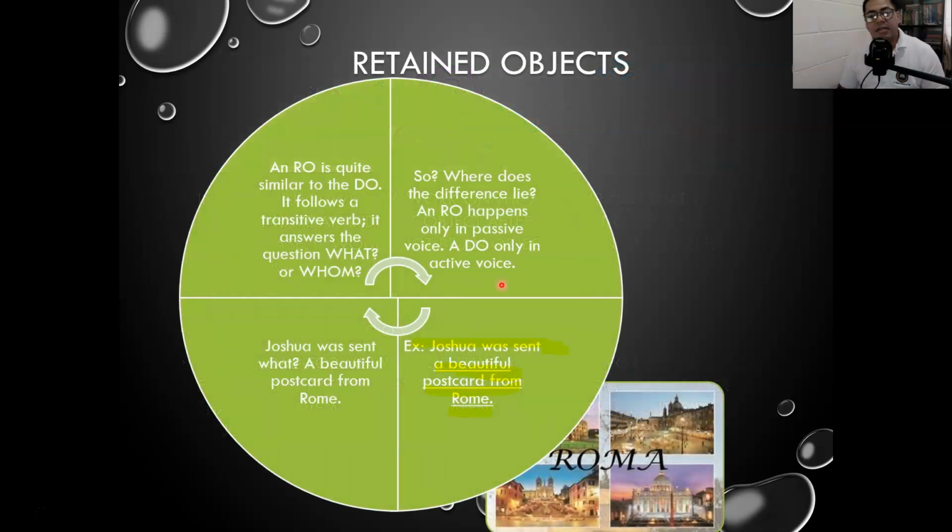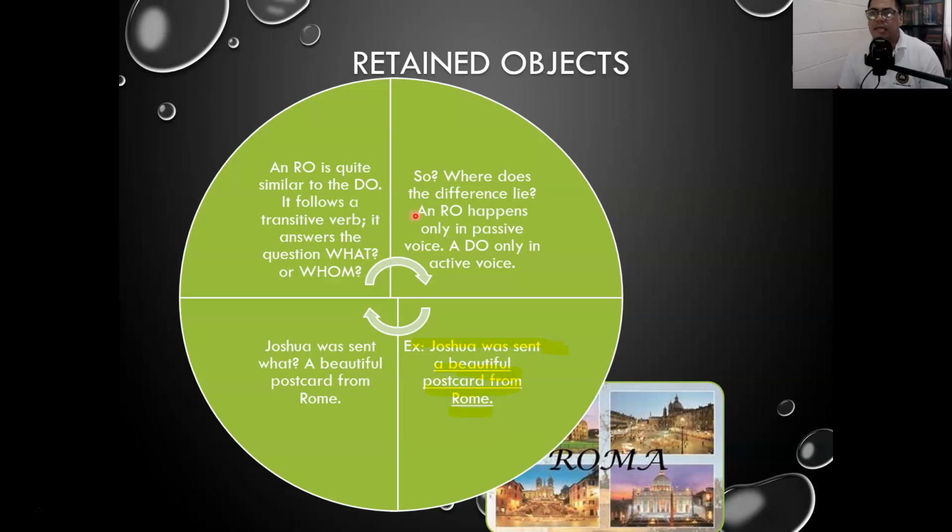And let's talk now about retained objects. Retained objects are basically the same as direct objects. They are the same. They are going to respond to the same questions. You see, a retained object is quite similar to the direct object. You need to have a transitive verb, and it has to answer the question what or whom. So if it answers the same questions, and if it also needs a transitive verb, what is the difference between a direct object and a retained object?